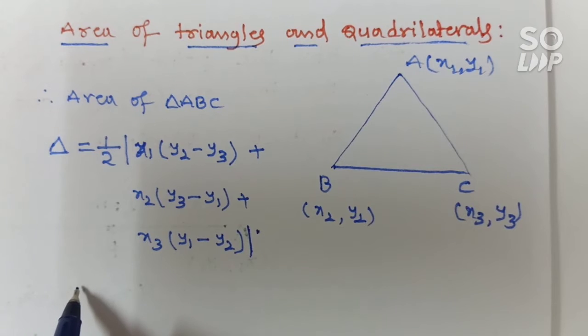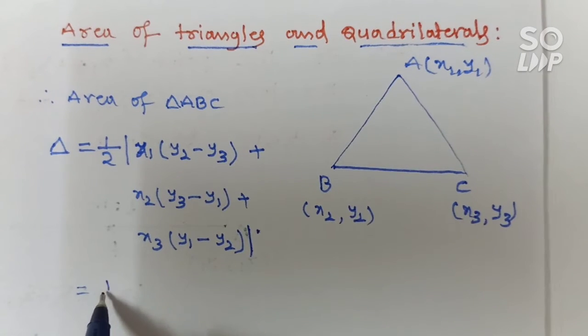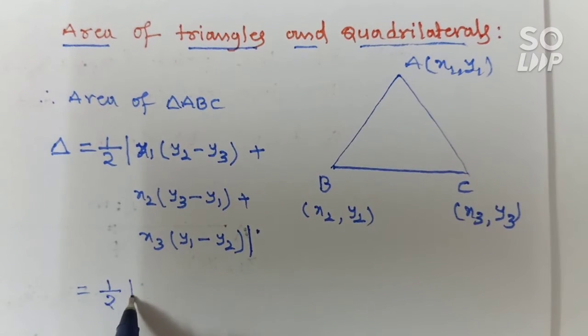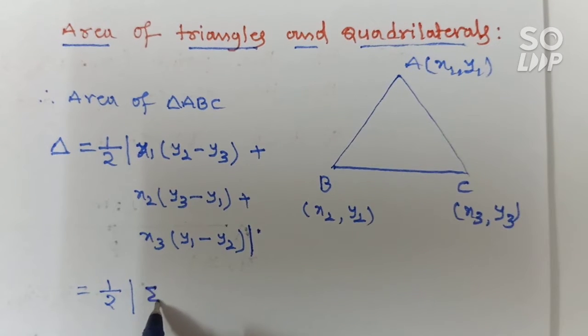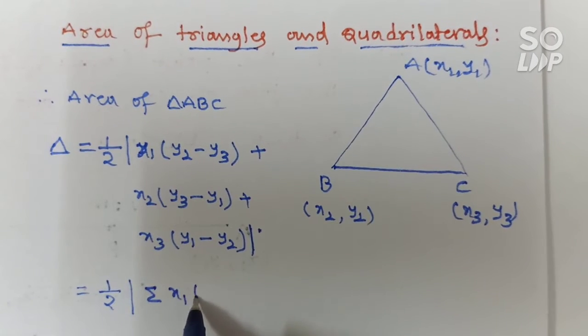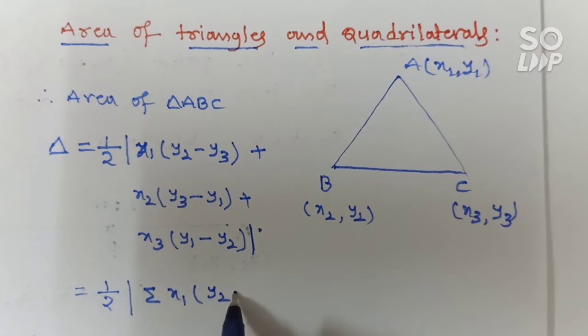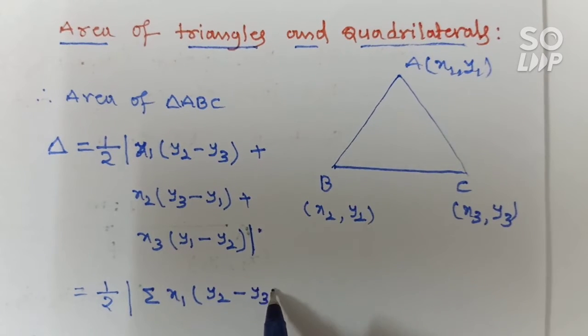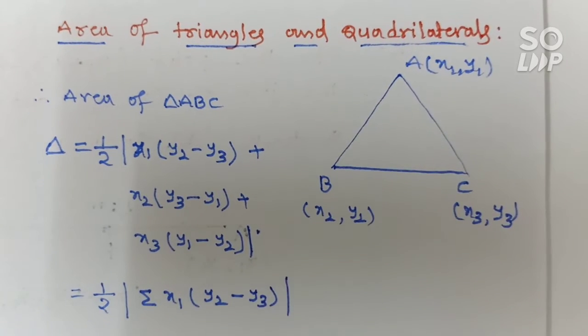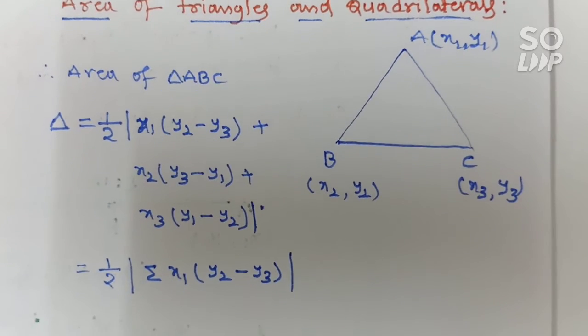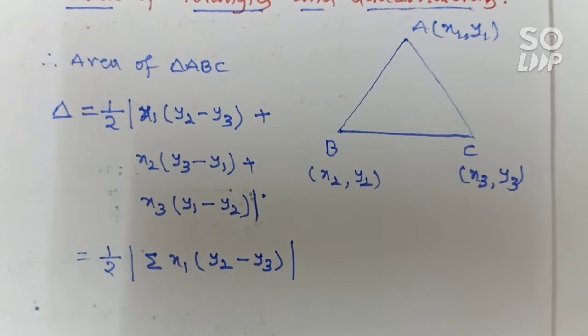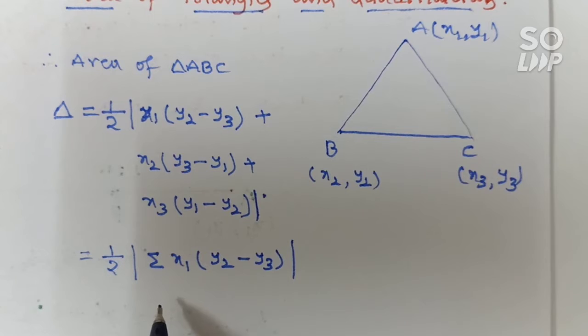This we can write in short form as 1 by 2 into the modulus of sigma x1 into (y2 minus y3).